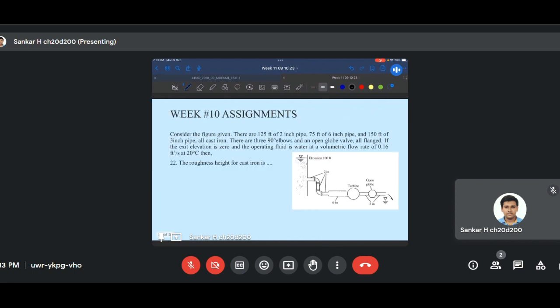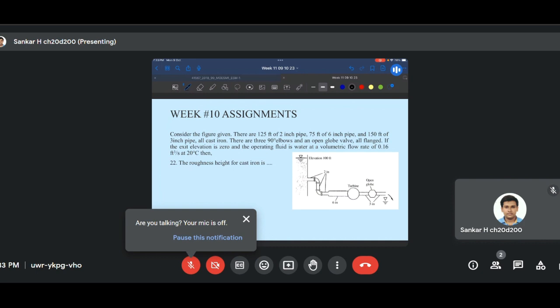Let's move on to the next set of questions. Consider the figure given. There are 125 feet of 2-inch pipes, 75 feet of 6-inch pipe, and 150 feet of 3-inch pipe, all of cast iron. There are three 90-degree elbows and an open globe valve, all flanged. If the exit elevation is 0 and the operating fluid is at a volumetric flow rate of 0.16 feet cube per second at 20 degrees Celsius.